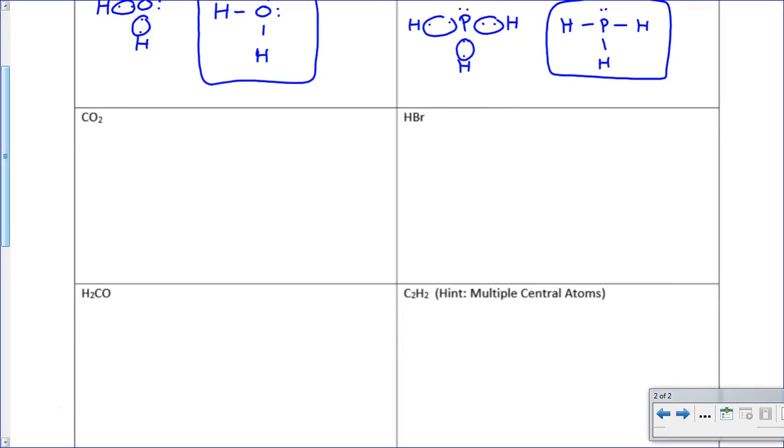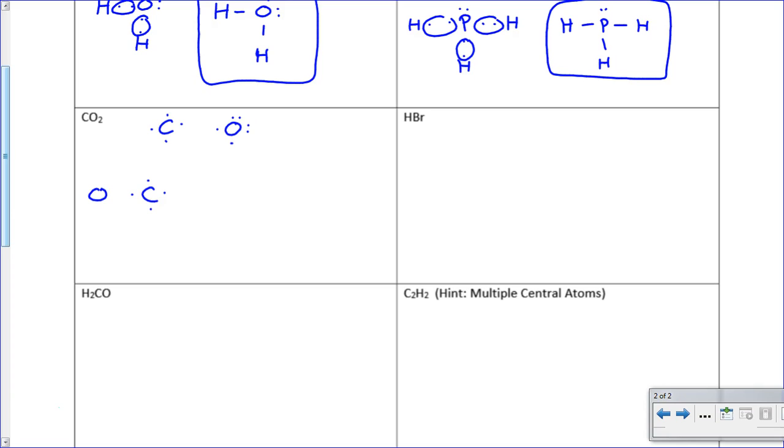All right, carbon dioxide. So we've got carbon, which has 4 valence electrons, wants to make 4 bonds, and then we've got 2 oxygens. Each oxygen has 6 valence electrons and wants to make 2 bonds. And so the carbon, making more bonds, is going to go in the center here. So carbon is in the center. It has its 4 valence electrons.